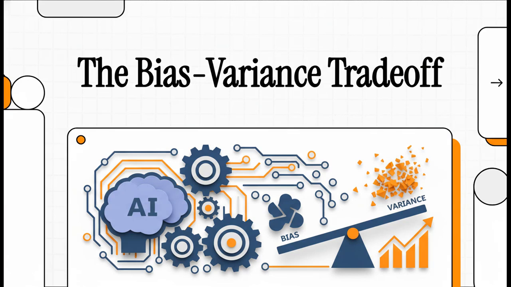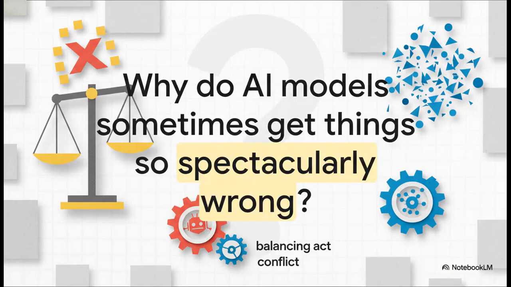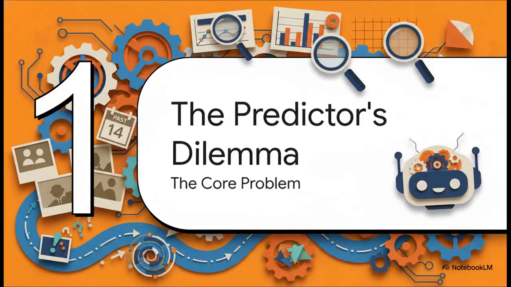Welcome to the Explainer. Today, we're going to dive into a fundamental tension that's really at the heart of all AI. It's this constant tug of war that decides whether a model is going to be a brilliant predictor or just a spectacular failure. While the answer, it turns out, lies in this really delicate balancing act. See, every single AI model out there is struggling with two competing types of error. And that conflict, that's what we call the bias-variance dilemma. All right, let's dive into the predictor's dilemma.